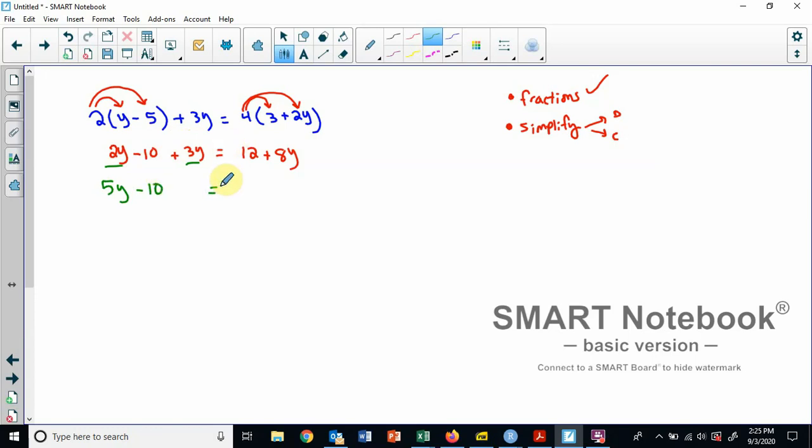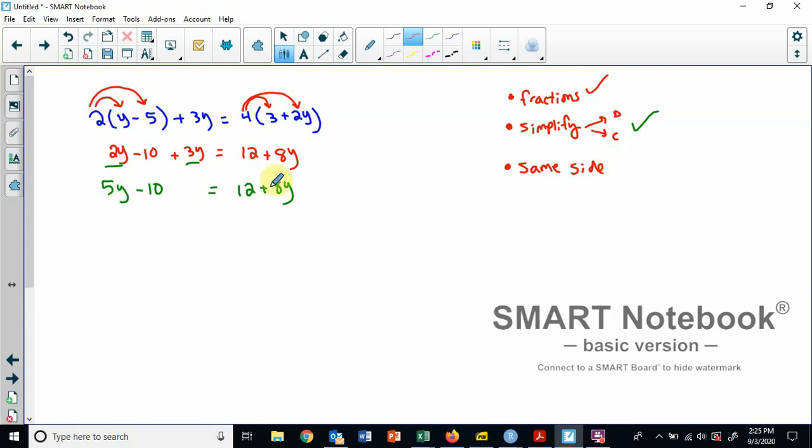Bring down my equal sign. 12 plus 8y. Alright, questions. Are we simplified? Answer is yes, we are. So next, the question is, do we have the x on the same side? Or the y, I guess I should say. Are we on the same side?